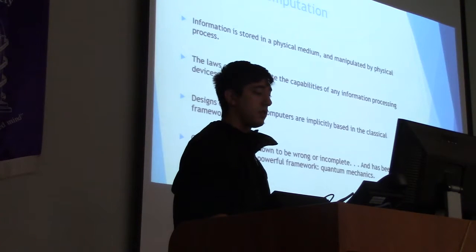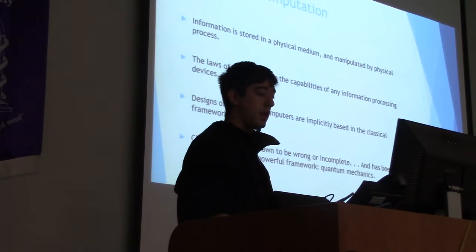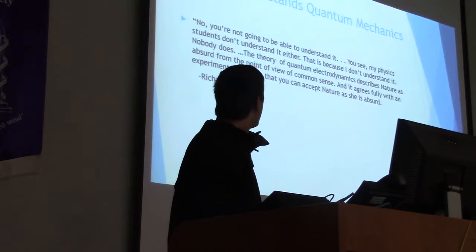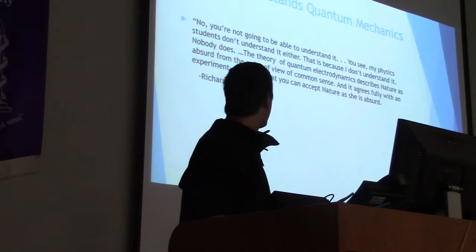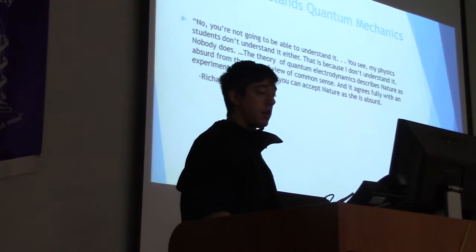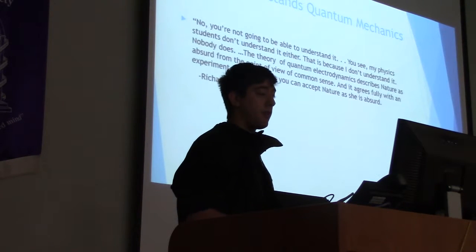Physics and computation. Information is stored in a physical medium and manipulated by physical processes. The laws of physics dictate the capabilities of any information processing devices. Designs of classical computers are implicitly based in the classical framework for physics. Classical physics is known to be wrong or incomplete and has been replaced by a more powerful framework, quantum mechanics. So I have a quote that I found by Richard Feynman. He's pretty much saying that it's so complex and complicated that no one will ever understand how it works.